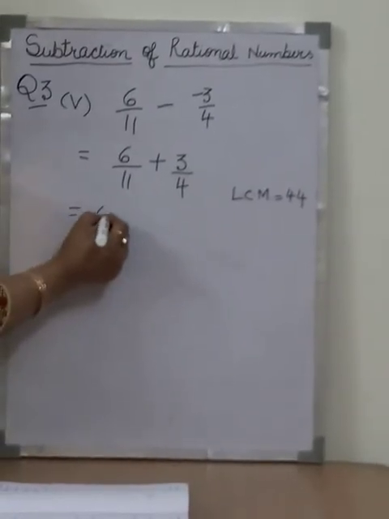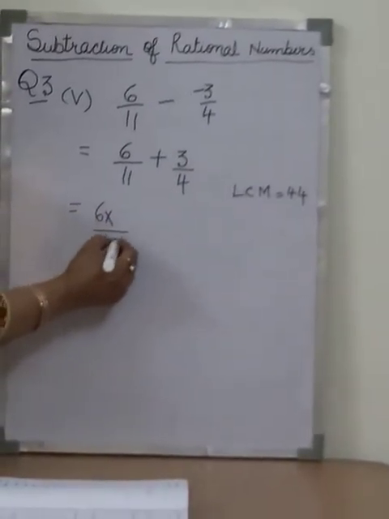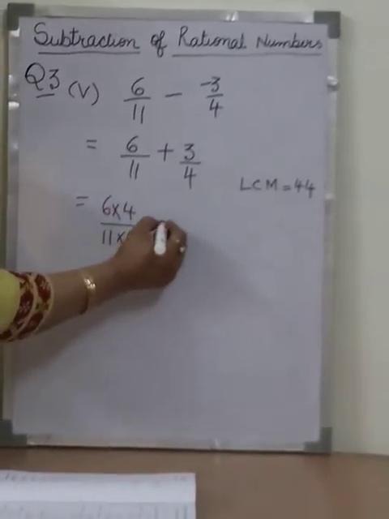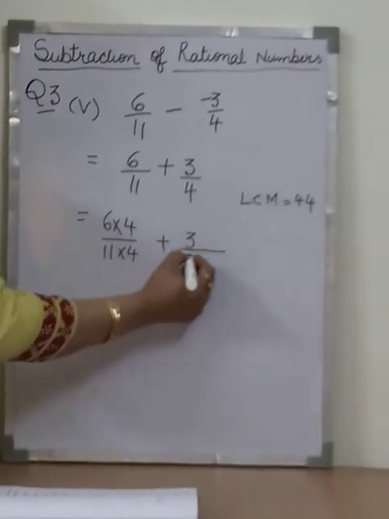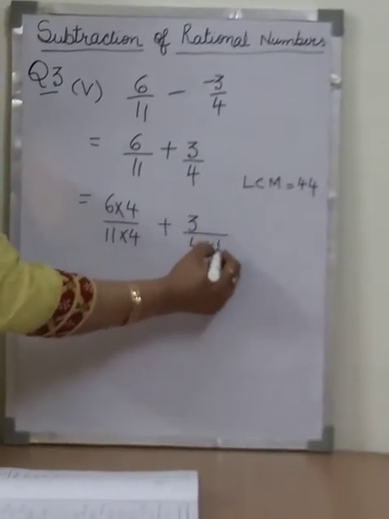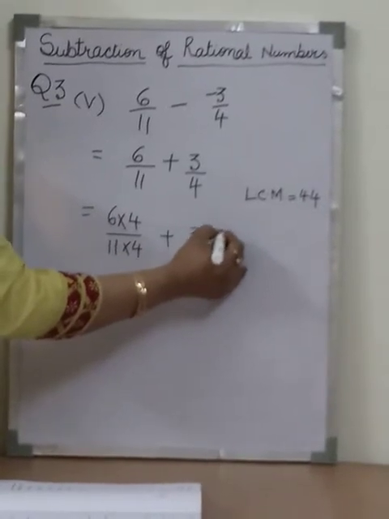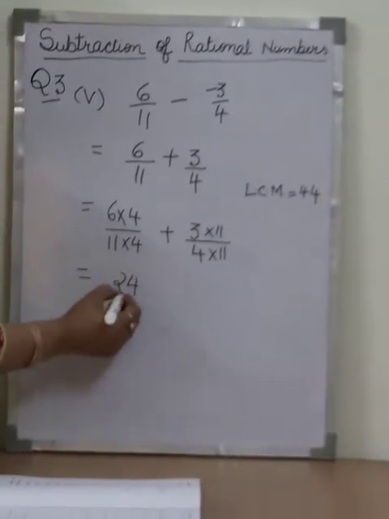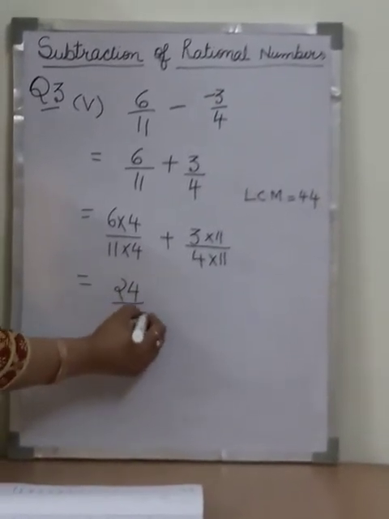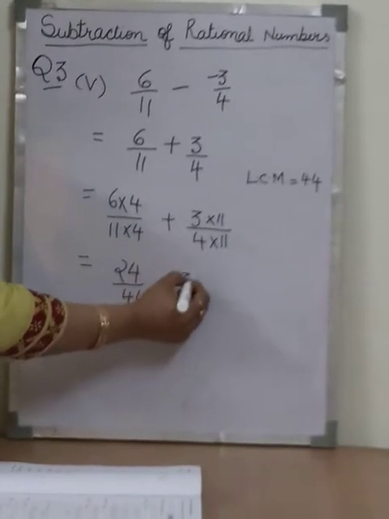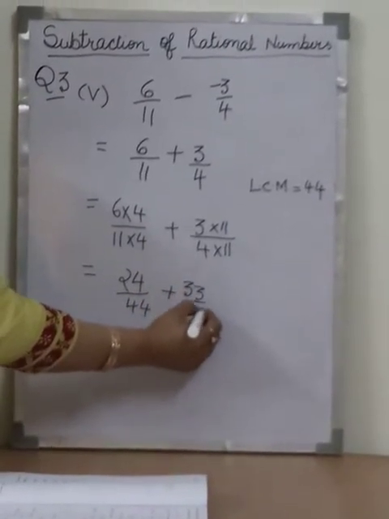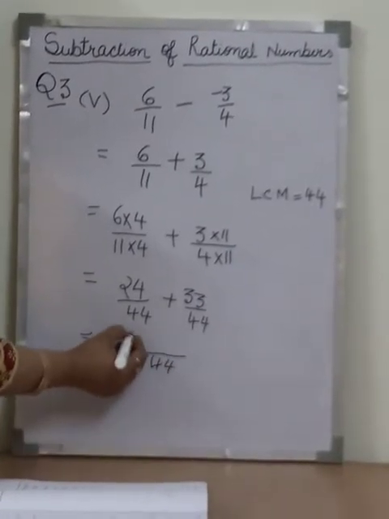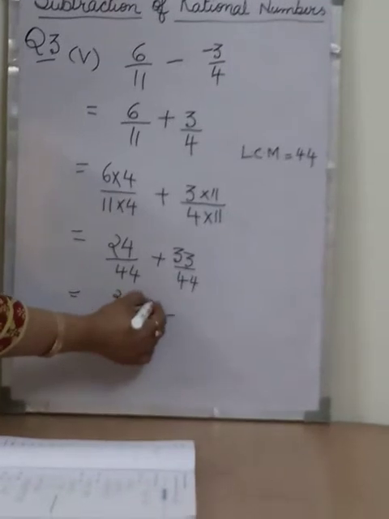Now what should be multiplied to 11 to make it 44? It is 4. So we multiply 4 in the numerator as well. Then what should be multiplied with 4 to get 44? It is 11. So we multiply 11 in the numerator also. So what we got? 6 4s are 24 upon 44 plus 33 upon 44. Now common denominator is 44, we write it. What we got? 24 plus 33.